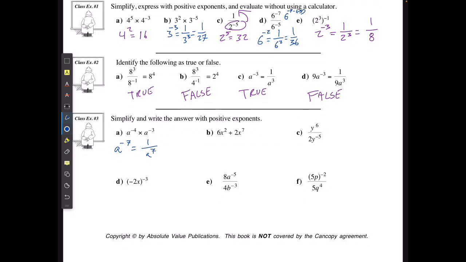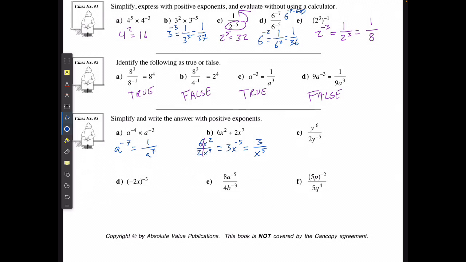If I have 6x to the power of 2 divided by 2x to the power of 7, then this is the same as 6x to the 2 over 2x to the 7. I'm going to deal with my coefficient and my x's separately. 6 divided by 2 gives me 3, and 2 minus 7 gives me x to the negative 5. Remember that this negative 5 only applies to the x's, so it's the same as 3 over x to the 5. Don't bring the 3 down as well.